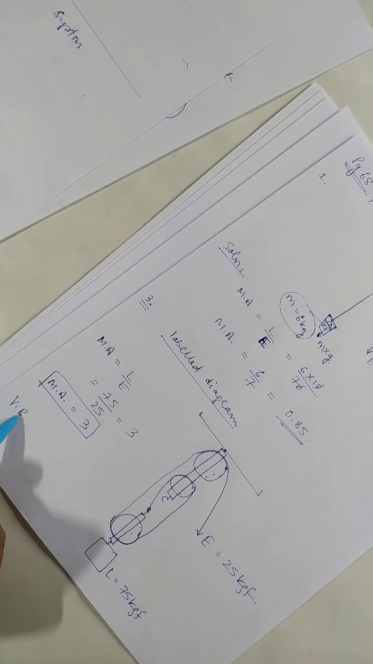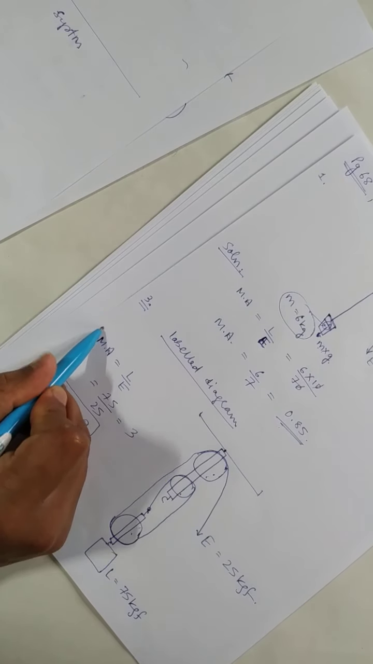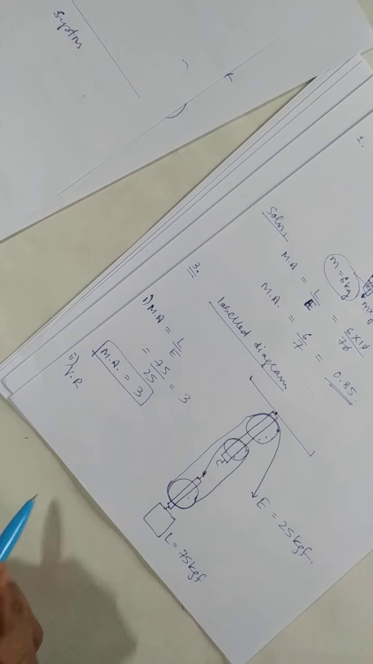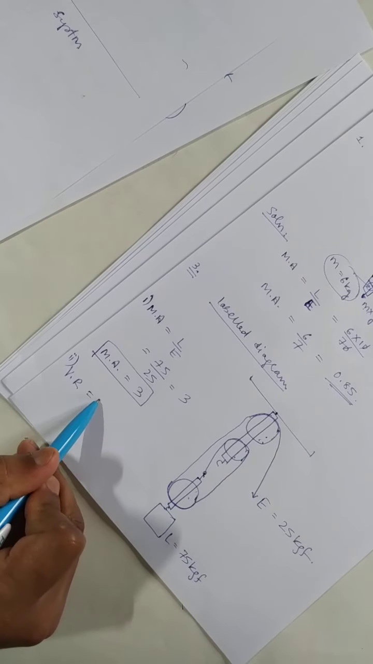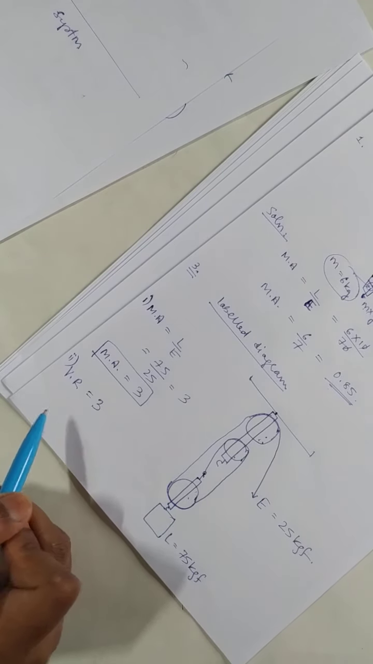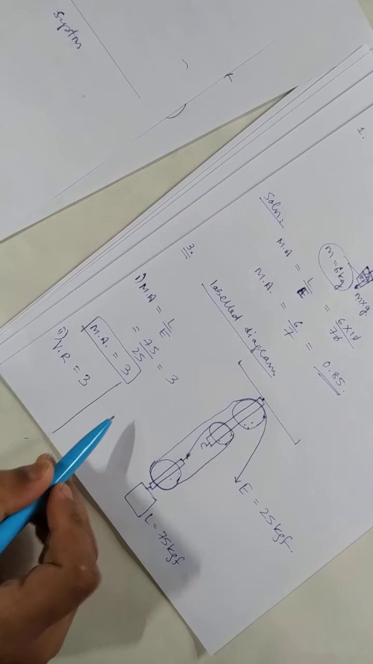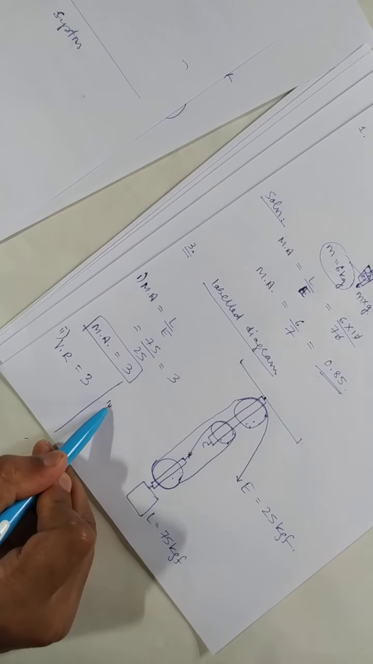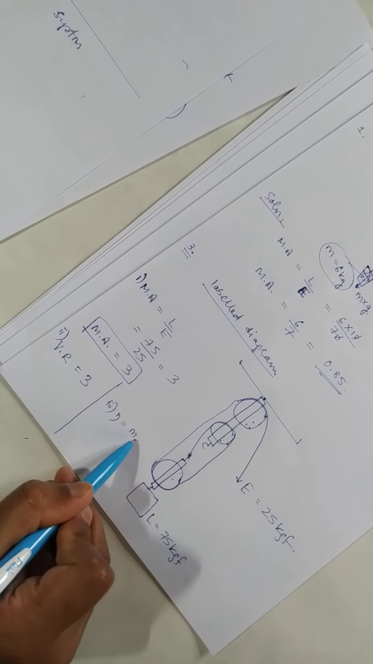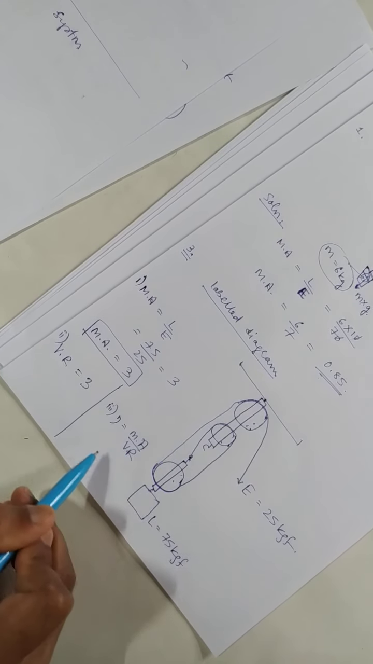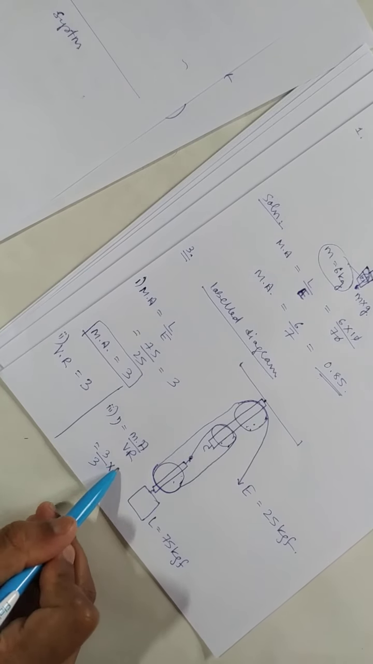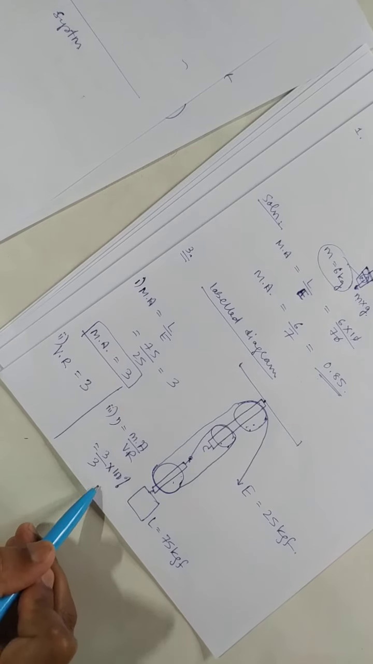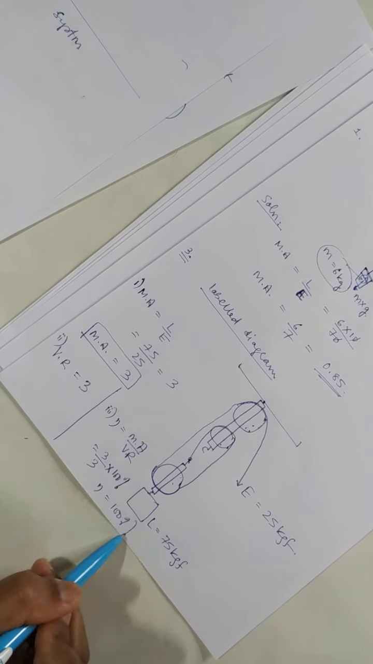And number 2, calculate the velocity ratio. The velocity ratio, as we have just discussed, is equal to the number of pulleys. So count the number of pulleys here: 1, 2, 3. So the velocity ratio is also 3. And number 3, you have to find the efficiency. Efficiency is also easy. The formula of efficiency is MA by VR. Mechanical advantage is 3, velocity ratio is 3. Since we find efficiency in terms of percentage, here efficiency is 100%.